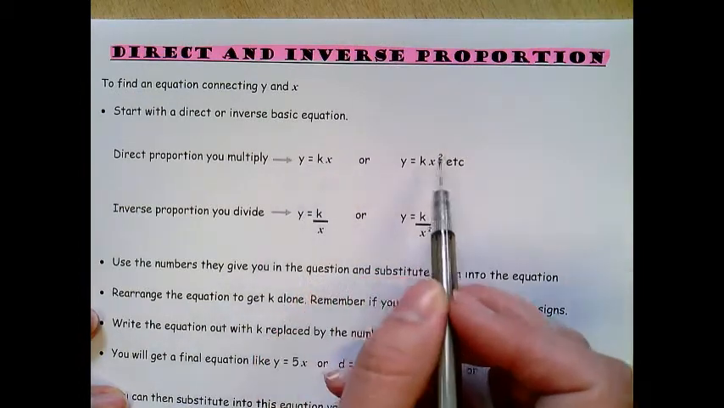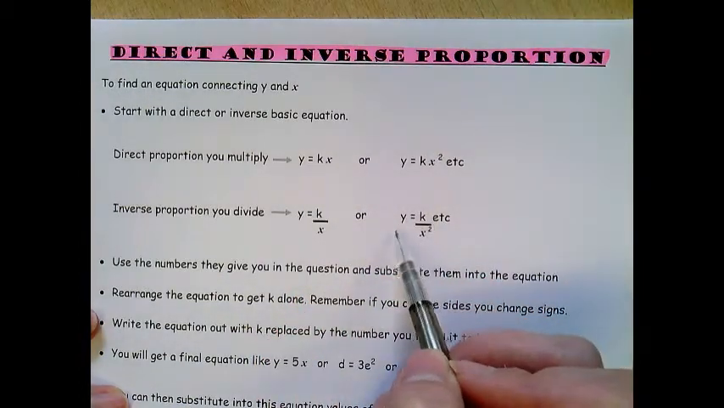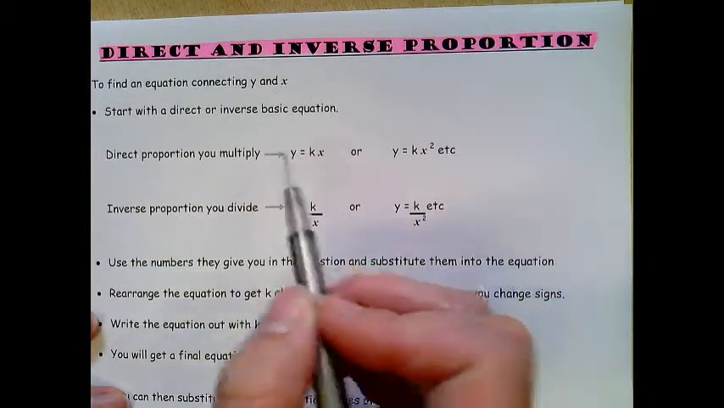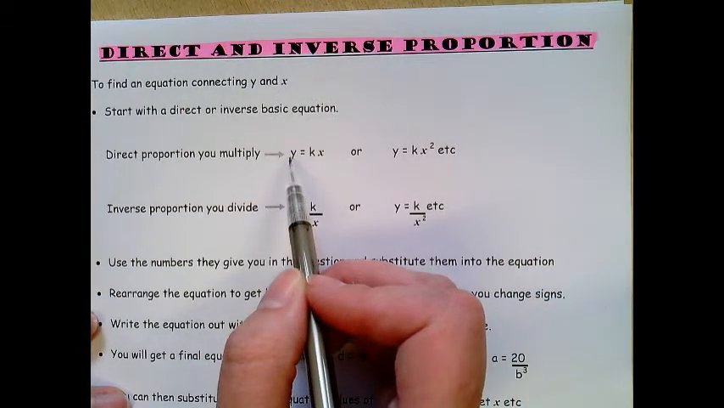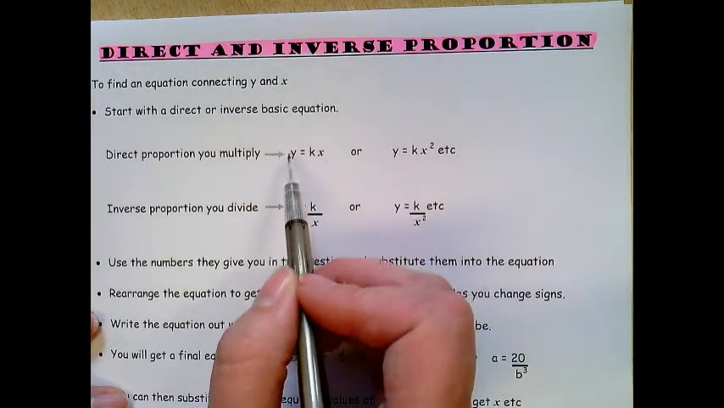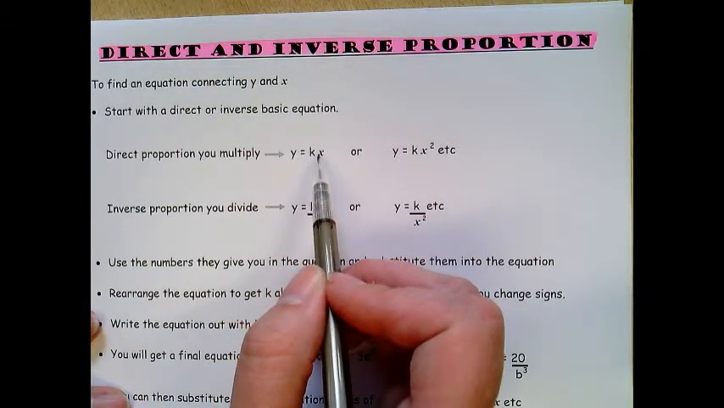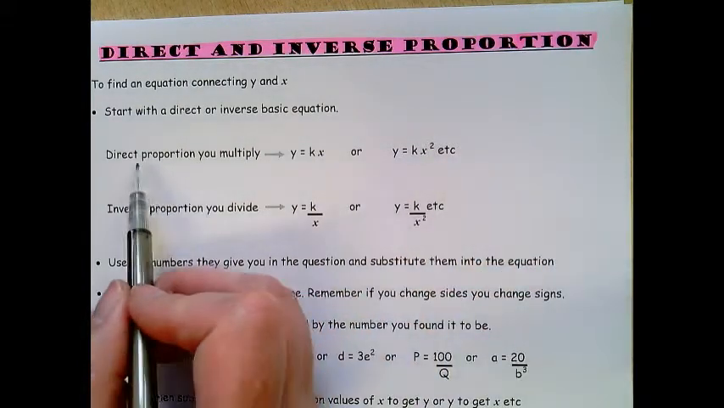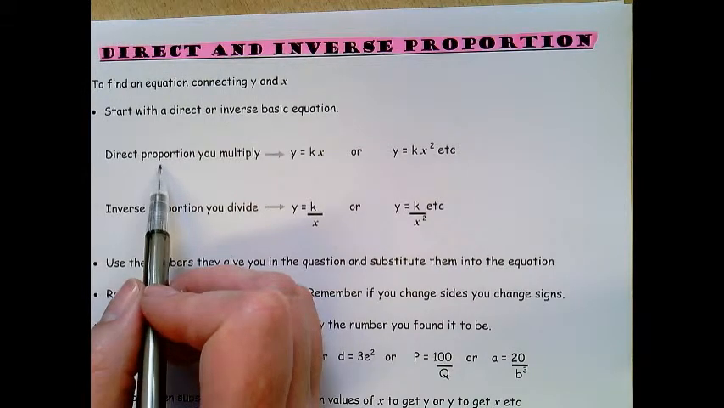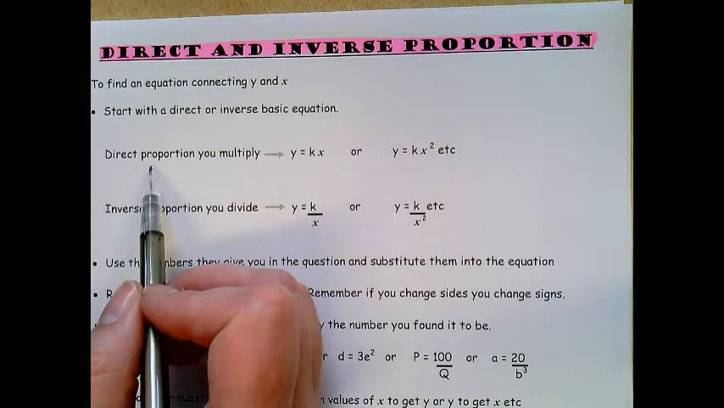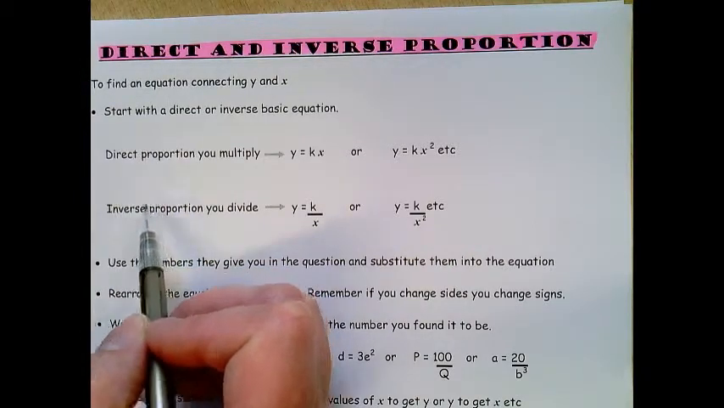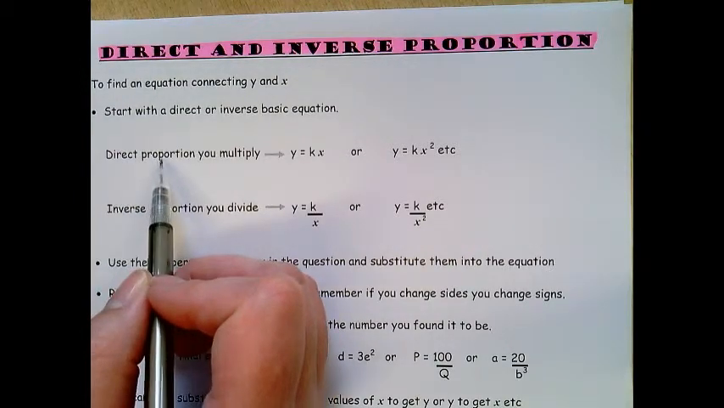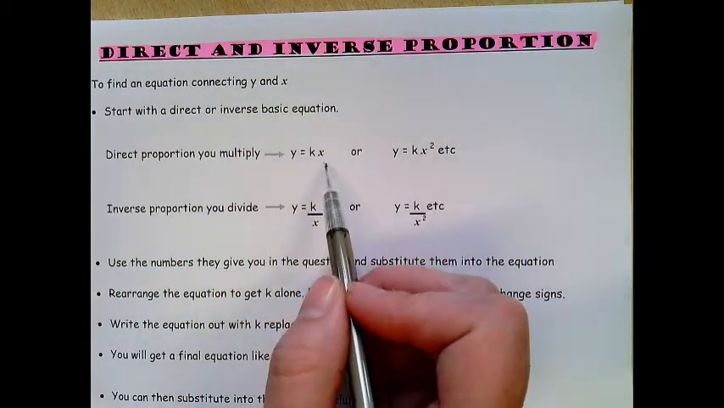And then it just depends on what way you're told that they're related to each other. So if you're just told that y is directly proportional to x, then you write down y equals kx. If it's directly proportional to x squared, then you write down y equals kx squared. Also for direct proportion, they don't necessarily have to use the word direct. If they just say proportion, you're expected to know that you just assume that it's direct proportion rather than inverse. So direct proportion or just proportion both mean multiply.